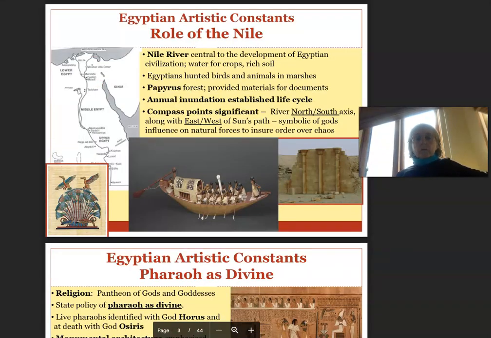So know that the Nile River was central to the development of Egyptian civilization. It brought water, allowed for the growing of crops, and rich soil every year. The inundation, which was a flooding of the Nile River, allowed for their success.